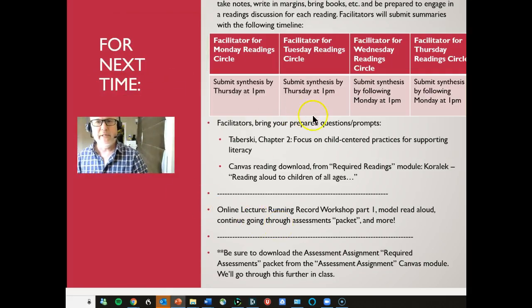Facilitators, you're going to have your prepared questions and prompts for your group. You could share your screen if you want to, just to show them your prompts, but you can just say them out loud too, that's fine. The focus of your readings is Taberski Chapter 2 and a Canvas reading from the required readings module. It's called Reading Aloud to Children of All Ages. Those are the two readings to focus on for next time.